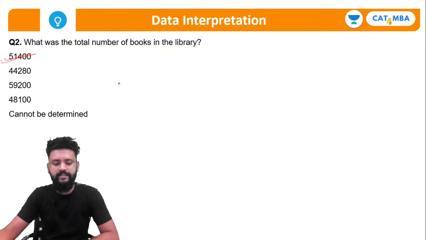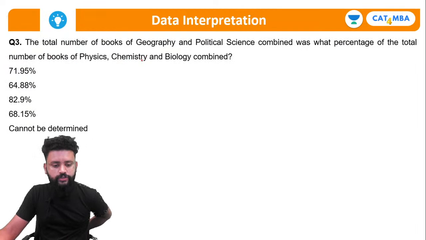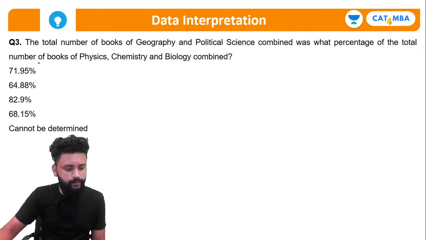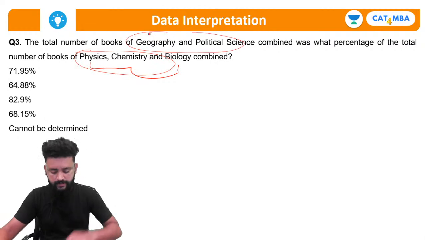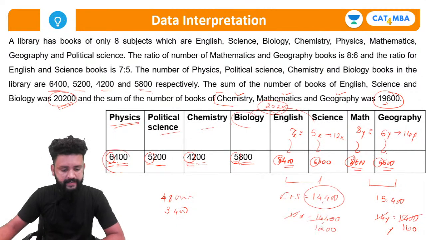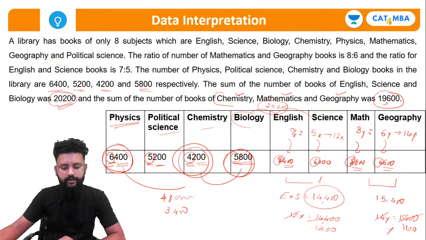And these are the basic DI sets. Then the total number of books of geography and political science combined was what percentage of the total number of books of physics, chemistry and bio. So you need to add physics, chemistry, bio and geography, political science. So let's add physics, chemistry and bio. If we add all these values, 6,000, this will add easily. 6,000 and 4,000 is 10,000, 16,400.